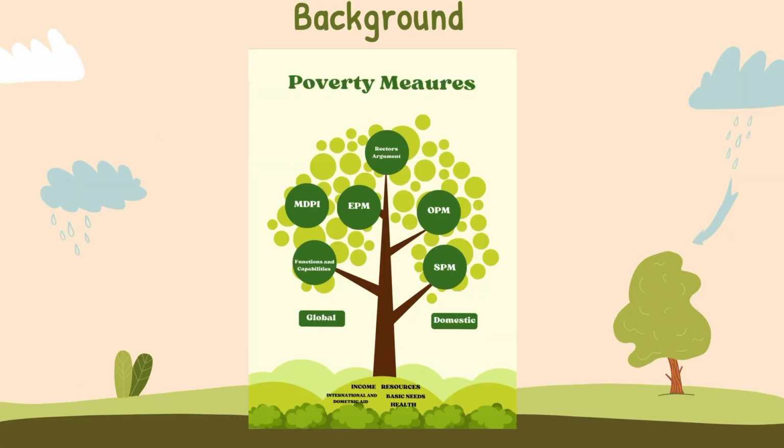Here is a brief overview of the current measures of poverty. We can think of poverty and its measures as a tree. On the tree, the roots represent different standards that can be indications of poverty, such as income, basic needs, and any aid. The different branches show the current measures, both international and domestic. Make note of Rector's argument at the top, as we will be reintroducing it later for the counterarguments.